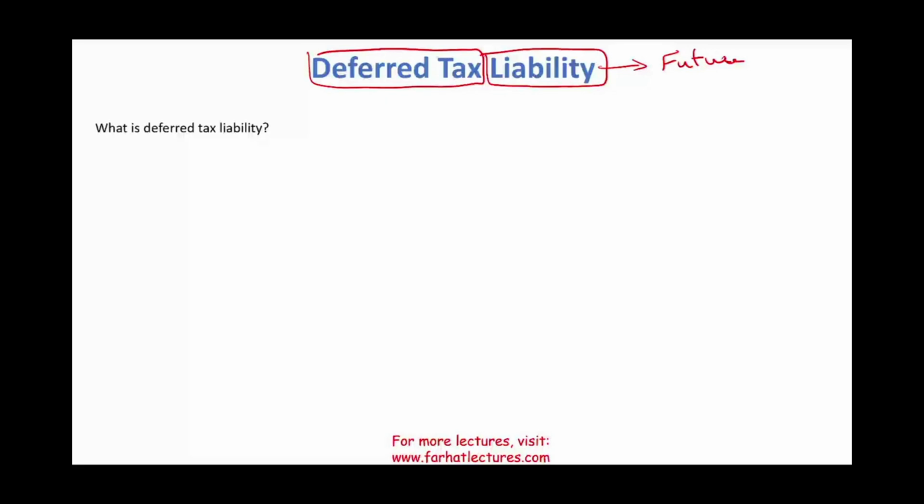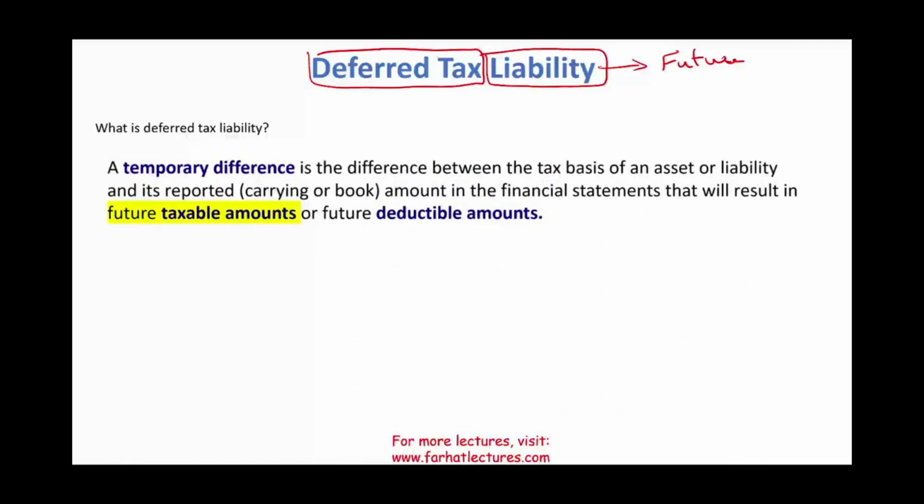Now, how does a deferred tax liability come to life? How is it created? Well, it's created from something we call a temporary difference. So we have temporary and we have permanent. The deferred tax liability is a result of a temporary difference. That is the difference between the tax basis of an asset or a liability and its reported carrying or book basis. So we have an asset or a liability. Let's assume we have an asset, but this could be an asset or a liability.